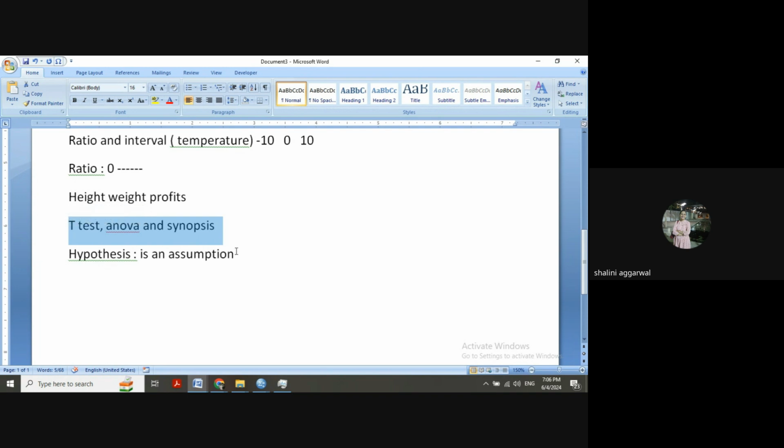First of all, we talk about hypothesis. What is a hypothesis? It is an assumption that we make with respect to the objective of the study.